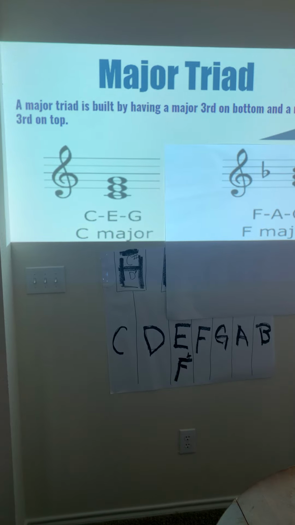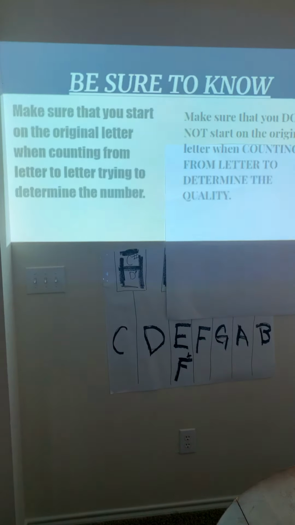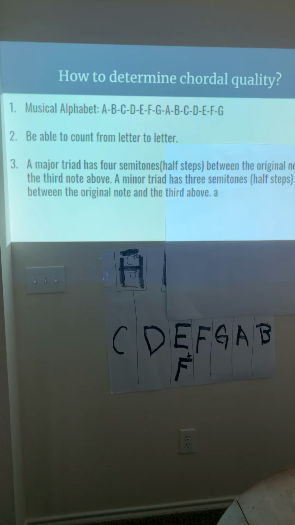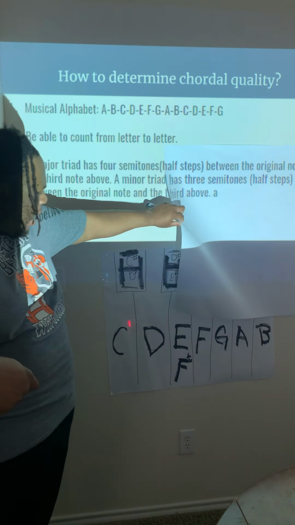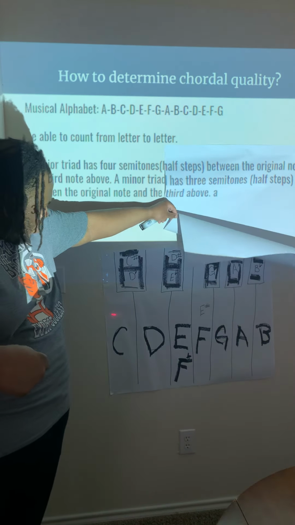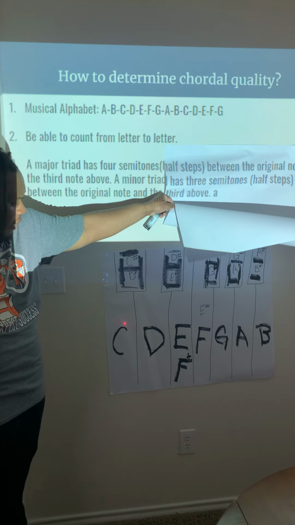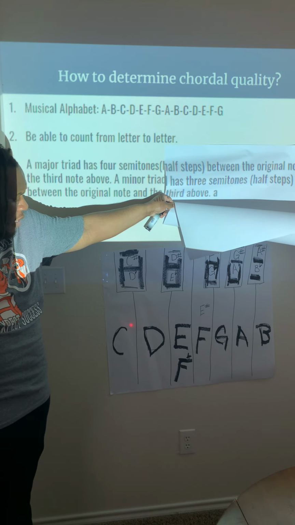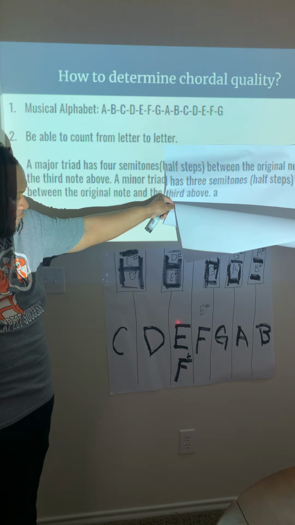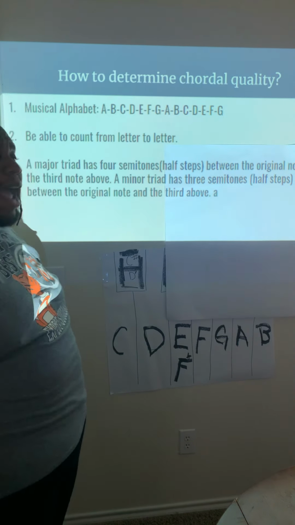In our previous slide, let me see if I can go back here. It said a major triad has 4 half steps between the original note and the third note above. Meaning that if I hold my keyboard up here, if I start on C, I hope you guys can see that. If I count to E, count the half steps, I will have to go 1, 2, 3, 4. That is a major triad.